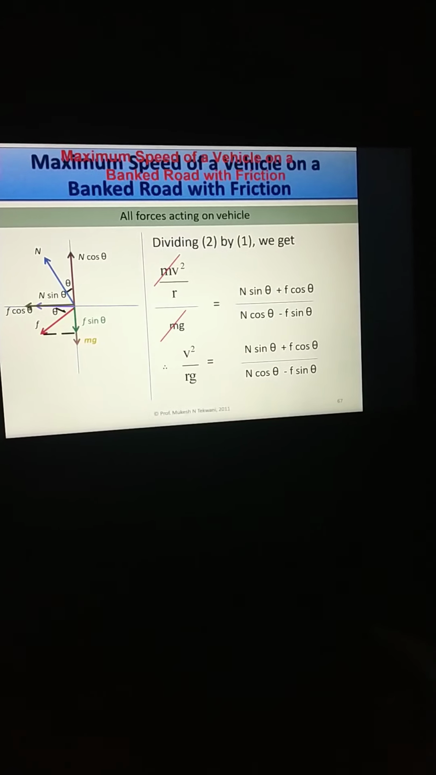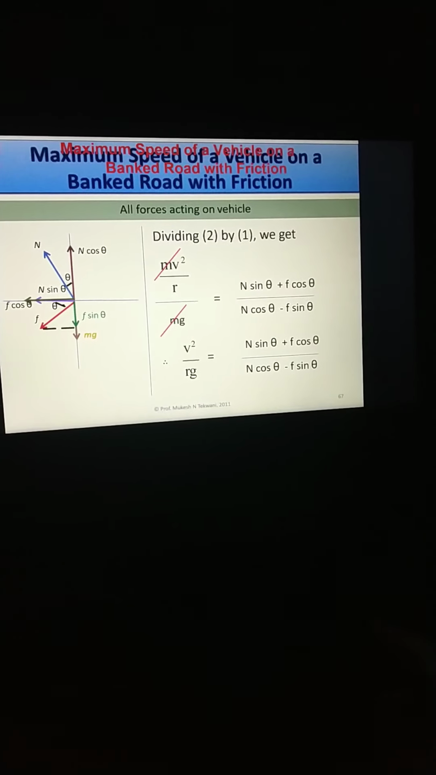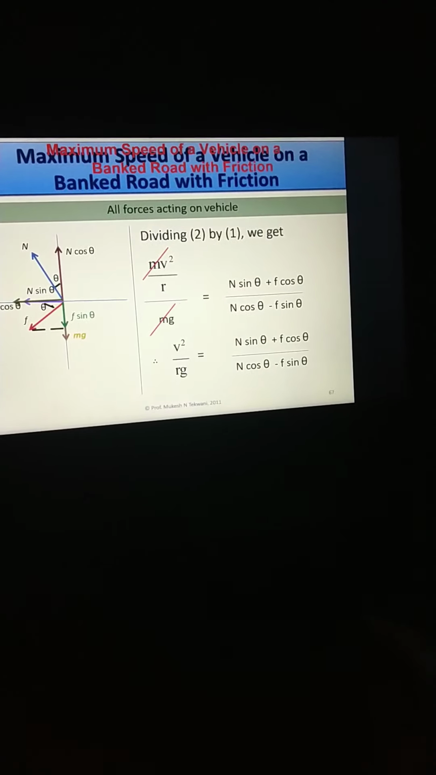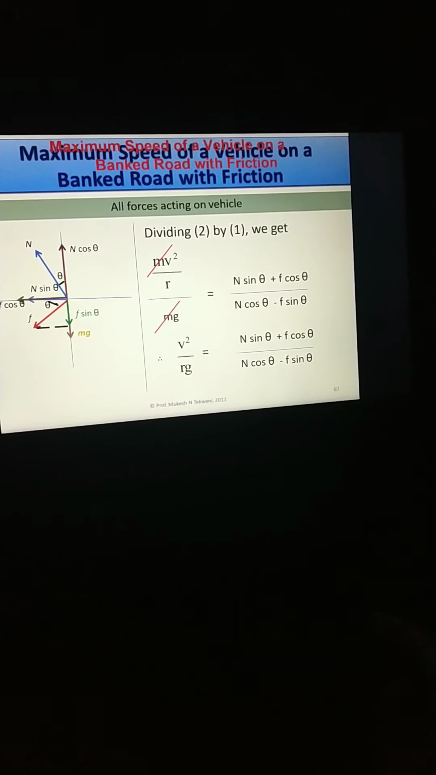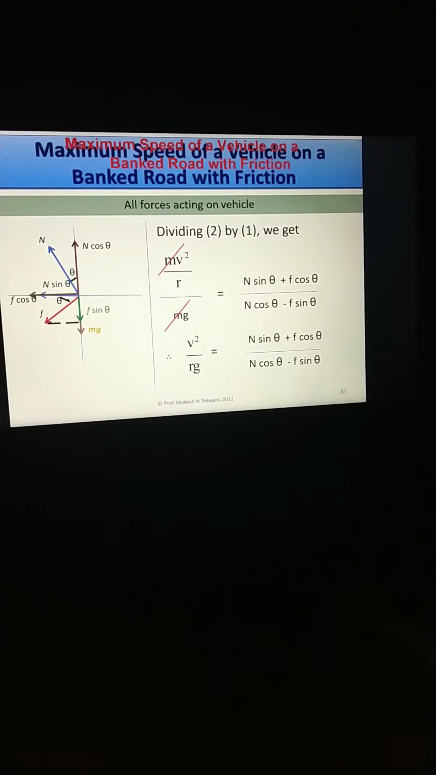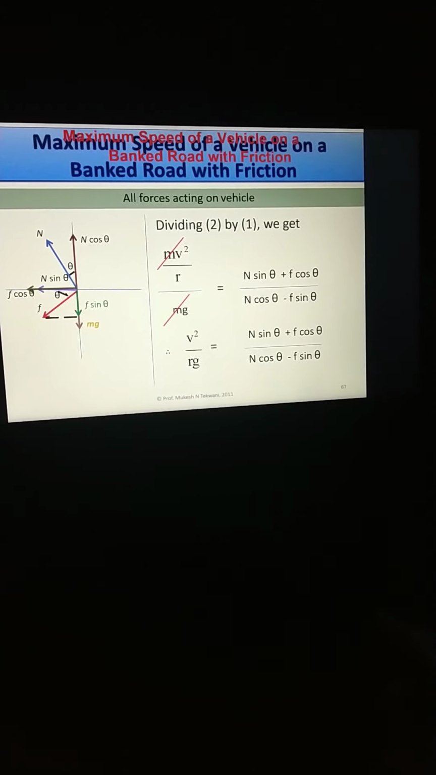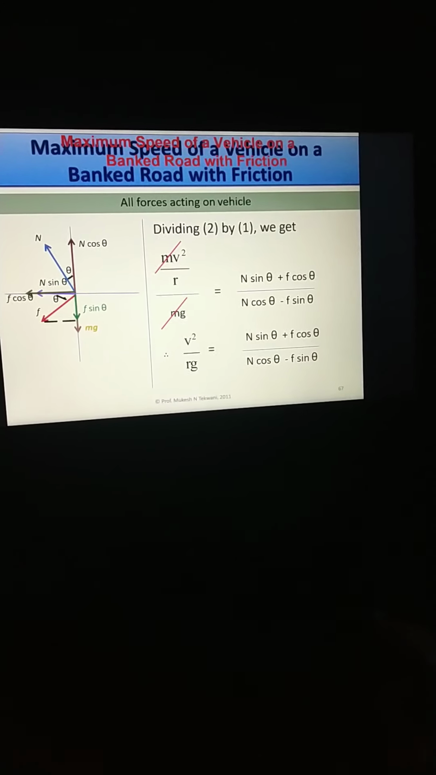What you will do next, suppose we divide equation 2 by equation 1. We will divide left hand side by left hand side, right hand side by right hand side. If you divide the equations, you can cancel m, and the remaining term here will be v square upon rg equal to N sin theta plus F cos theta divided by N cos theta minus F sin theta.